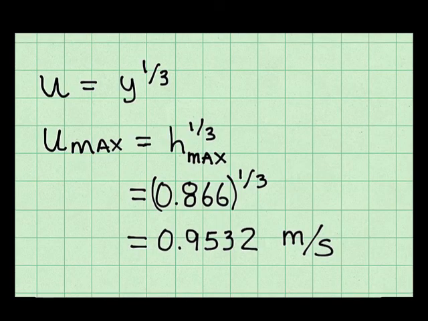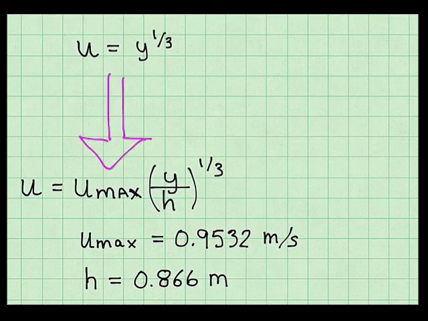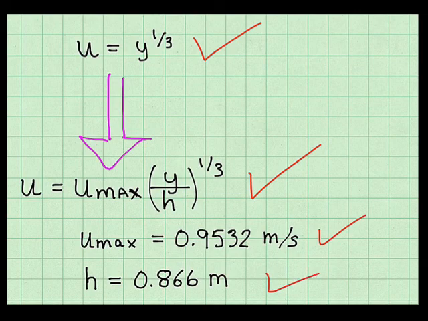To find u max, I wrote the original velocity equation, then I substituted numbers in. Here's how that goes. Here's the first step. I put in the value of h max, and here's the value of the maximum velocity. Summary. I started with the given velocity profile. I rewrote the equation like this, solved for the two constants. The resulting equation is dimensionally homogeneous.